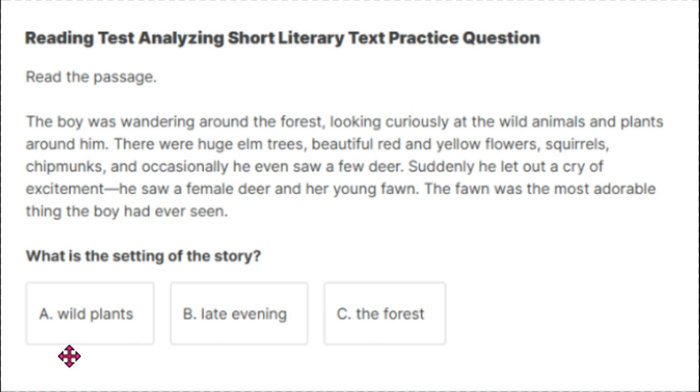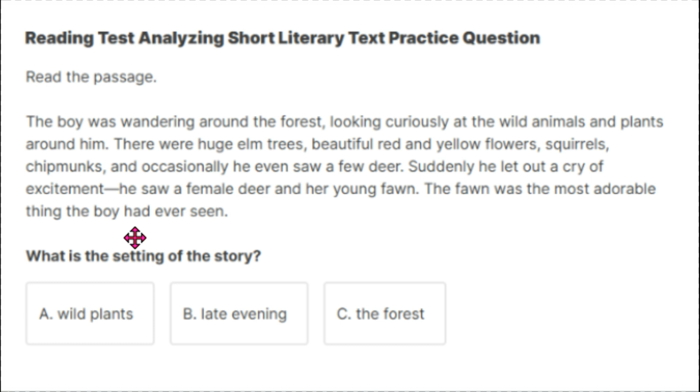I know right away A, wild plants, does not have to do with where it takes place. There are plants there, but it's not taking place in those plants. So I know right away I'm not worried about this answer. I know it's wrong. I do see two answers that could both possibly be right. I see late evening and I see the forest. This is when and this is where. Setting can be either one of those.